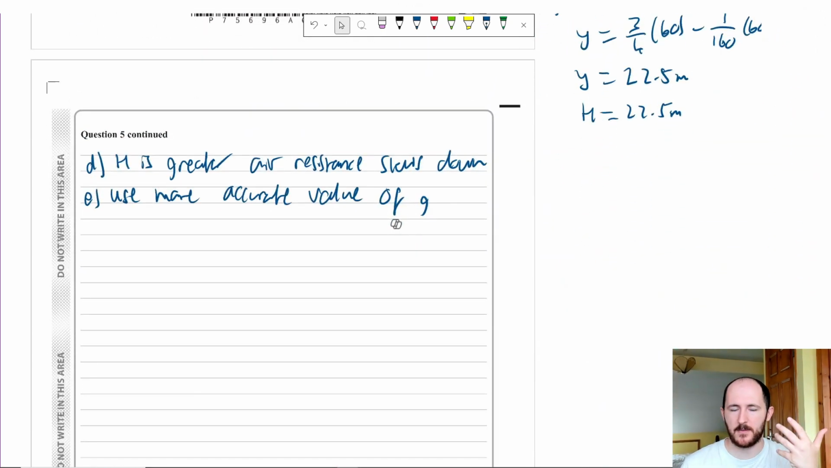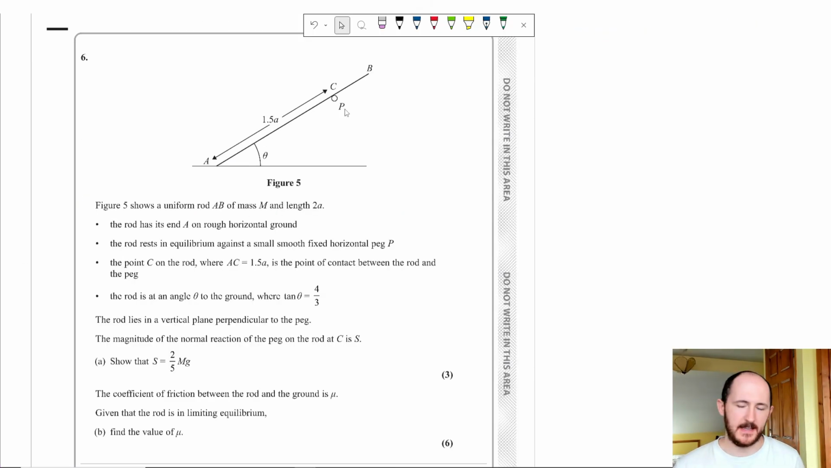So anything like that will be worth it. Okay, as I mentioned, it's moments. So perfect. We get a uniform rod, which has a total length of 2a. Uniform meaning that the weight of this rod will be directly in the middle of the rod itself, so 1a either side.